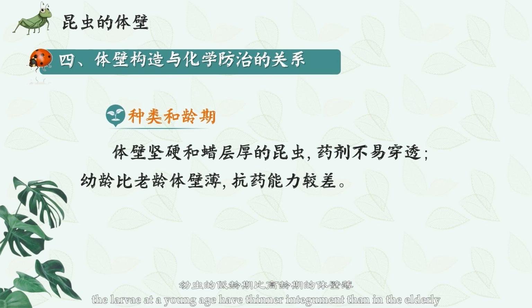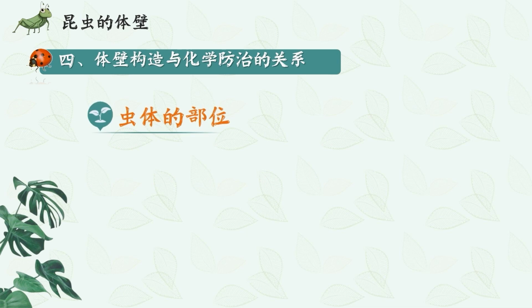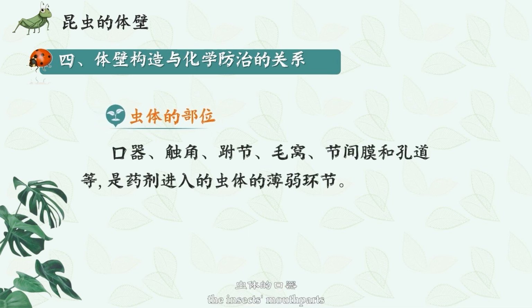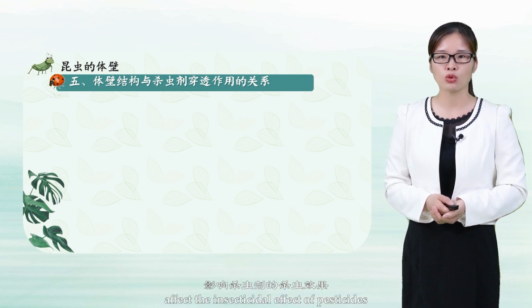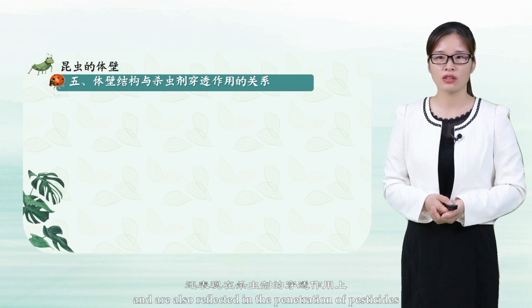The larvae at a young age have different integument than in the elderly, and the insecticide resistance is also relatively poor. In addition, the insect's mouthparts, tentacles, tarsus, hair sockets, intersegmental membranes, and pores are easy parts for the insecticide to enter the body. The structure and surface characteristics of the integument affect the insecticidal effects of pesticides, and are also reflected in the penetration of pesticides.